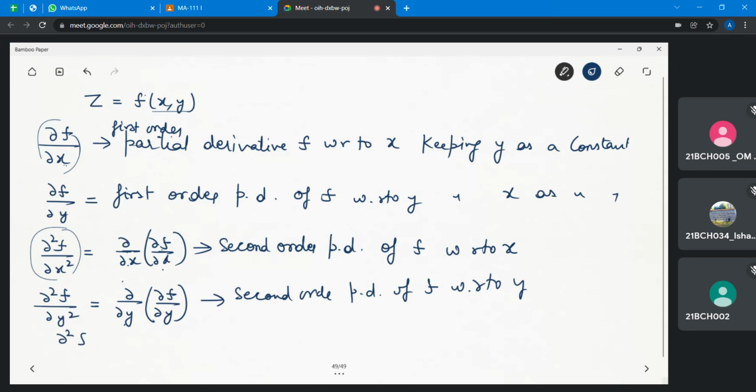Similarly, del 2f over del x del y. So what does it mean? You can always think of it like that. First we have calculated the partial derivative of f with respect to y and then we are calculating the derivative with respect to x. Okay. So this is also a second order partial derivative of f, but first we have calculated the partial derivative of f with respect to y and then we are taking it with respect to x.